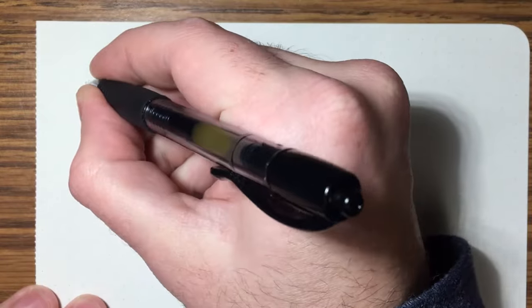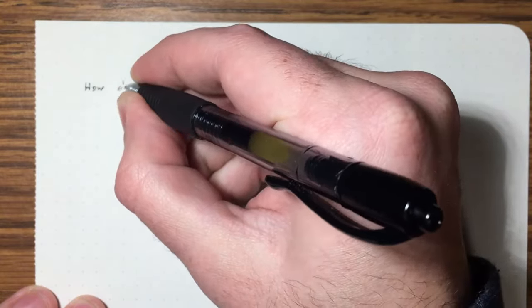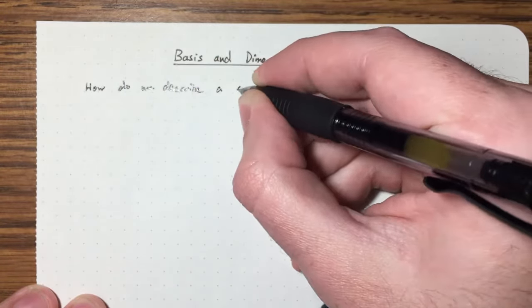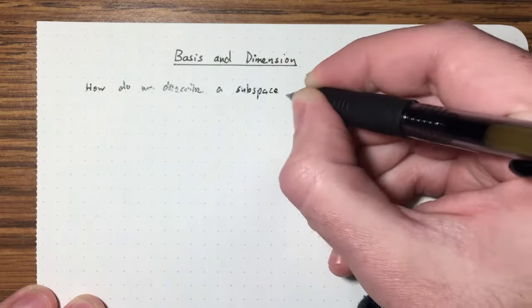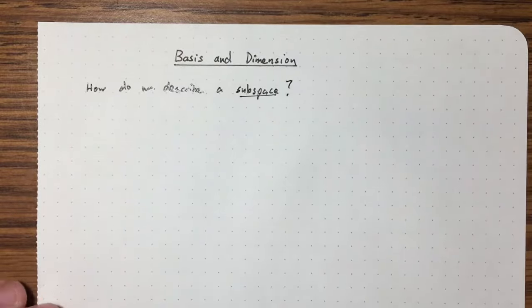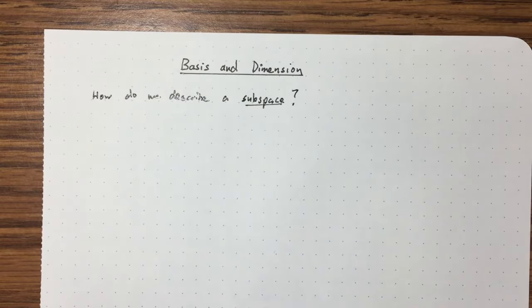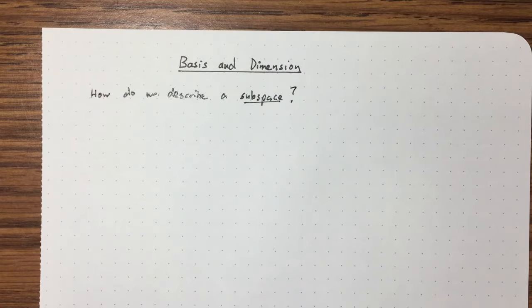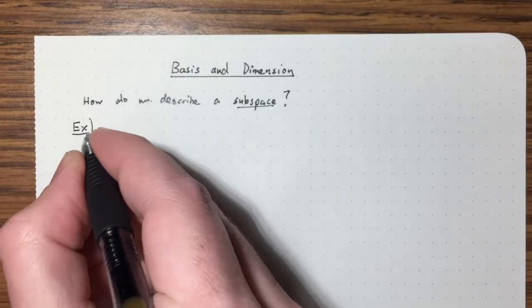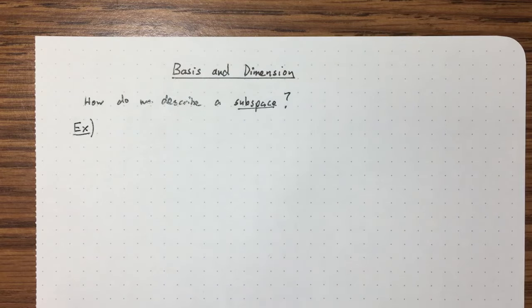Okay, so the motivating question for today is, how do we describe a subspace? And you might not think there's much to that, but a subspace is typically going to have infinitely many vectors in it. And we want to say something more than, it has infinitely many vectors. We want to describe it more qualitatively. So before I introduce these concepts, let's just see an example of why it might be useful to talk about basis and dimension.